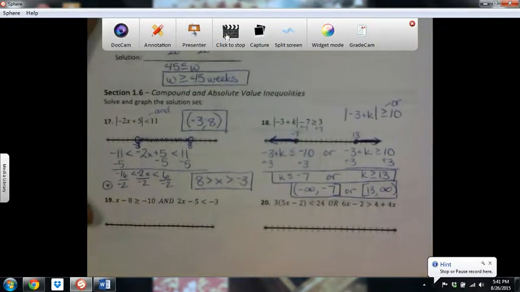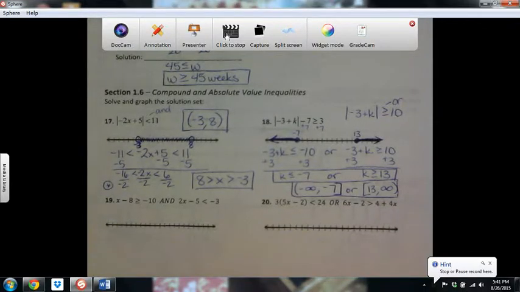So for each of these problems, I solved the absolute value inequality by determining whether it was an "and" or an "or." I graphed the inequality, and then I wrote my solution in interval notation.